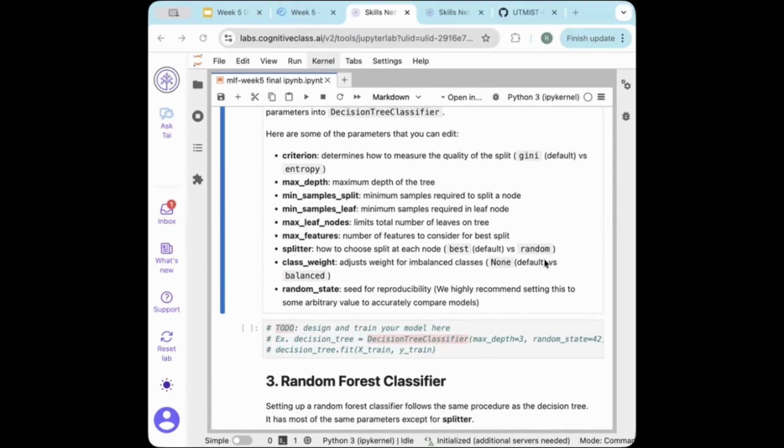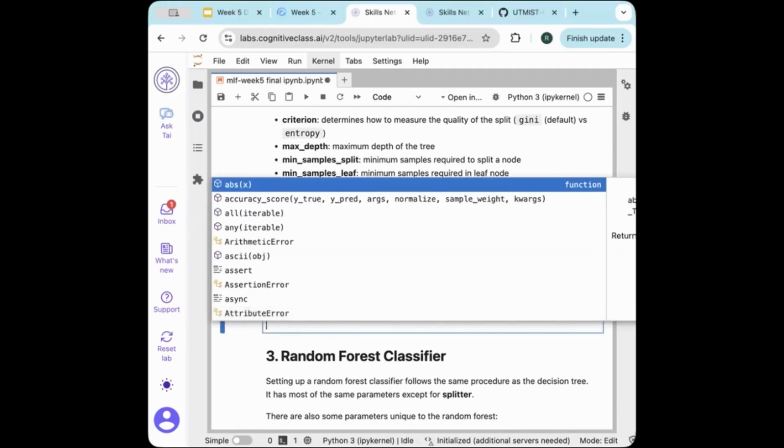And there are some parameters that we can use here. For example, criterion determines how to measure the quality of the split. Remember the uncertainty bit? There is Gini and there is entropy. Entropy is what we learned. There's max depth, so what is going to be the max depth of the trees, like how many layers or levels are going to be there? Minimum number of splits, minimum number of leaves, max leaves. So there are so many of these, right? And each one of them has a description if you guys are curious.